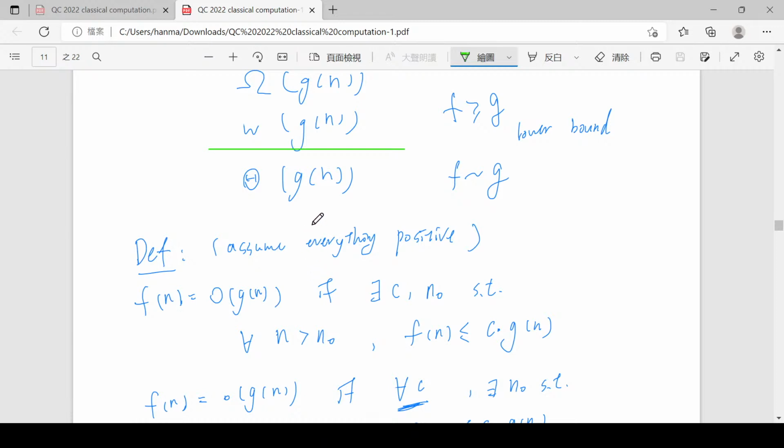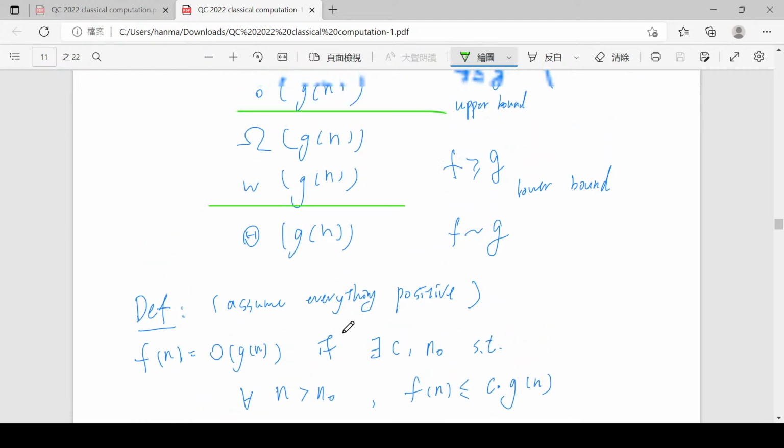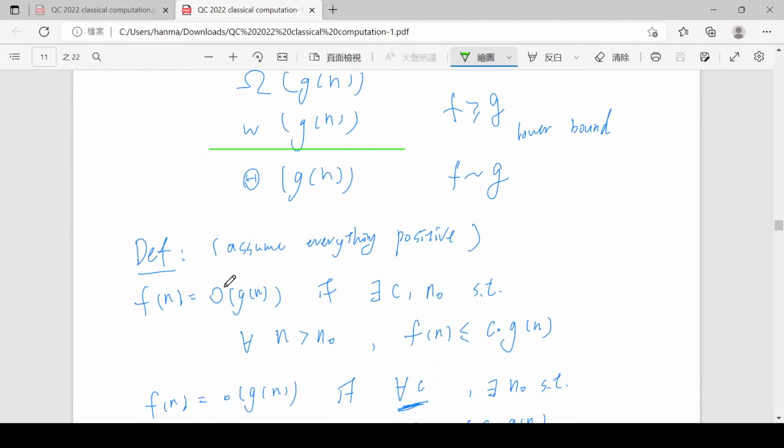Yeah. And here we see this big O, as we say, f of n is big O of g of n, means f of n is less than g of n. And this is describing asymptotics because we only care about this thing happening when n is very large, n is bigger than some fixed number n naught.